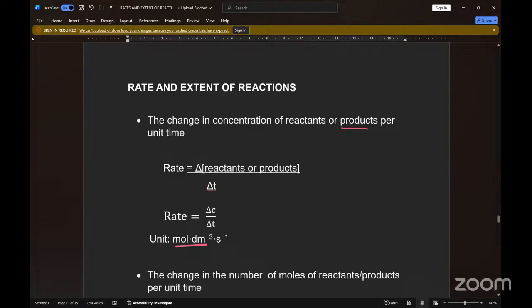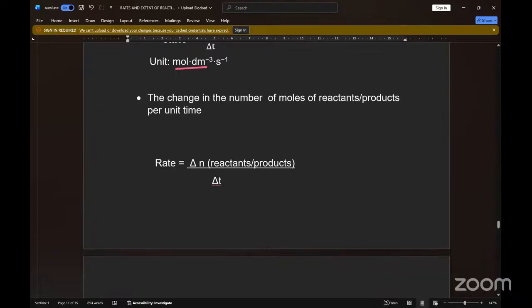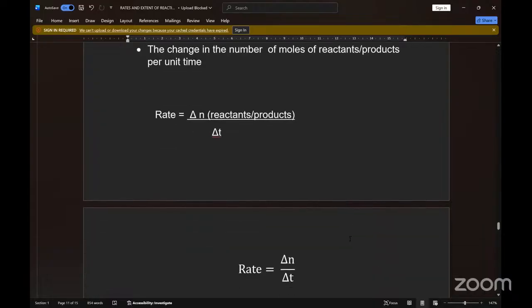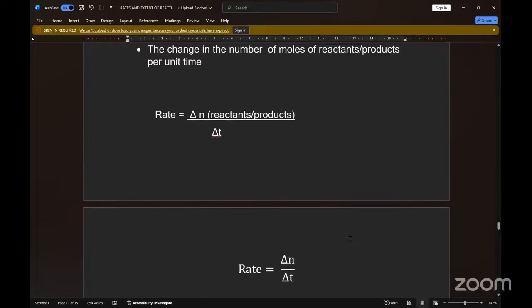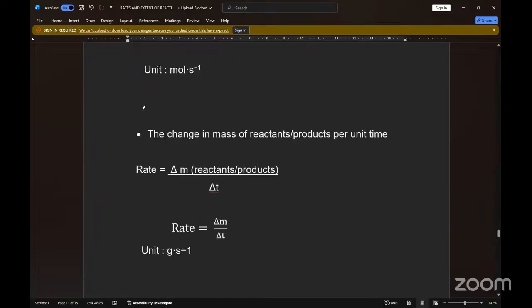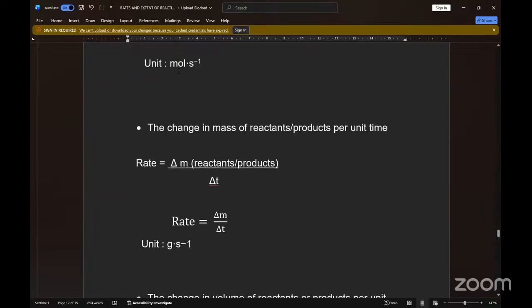Okay? Now, you can also define the rate of reaction in terms of moles, not concentration, but number of moles. So we say the rate of reaction is the change in the number of moles of reactants per unit time, or the change in the number of moles of products per unit time, just like the other one. So you have change in n over change in t. But this time the unit is mole per second.